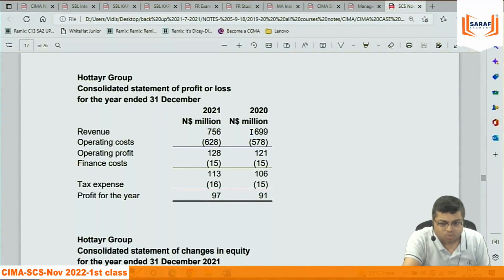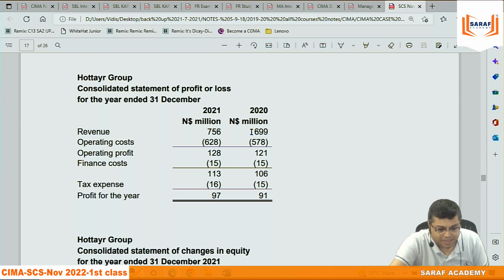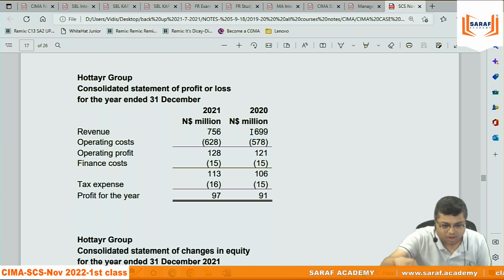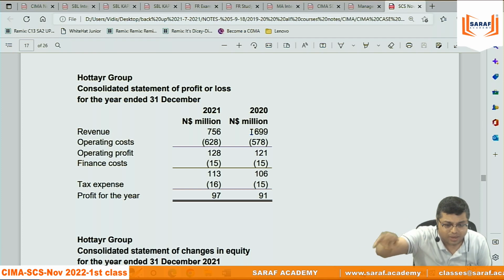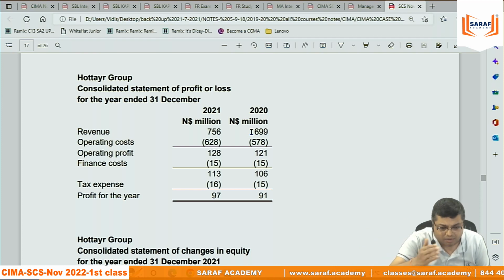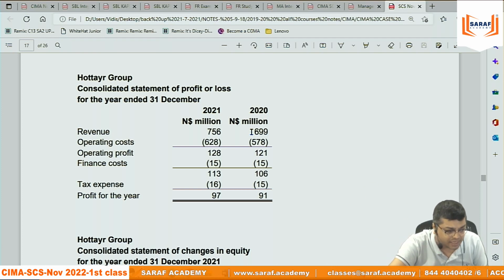Can anybody calculate 756 minus 699, the whole thing divided by 699? 8.15%. That means our revenue grew by 8.15% from last year. Further details are not there. I can't calculate earlier years, but this year revenue grew by 8.15%.